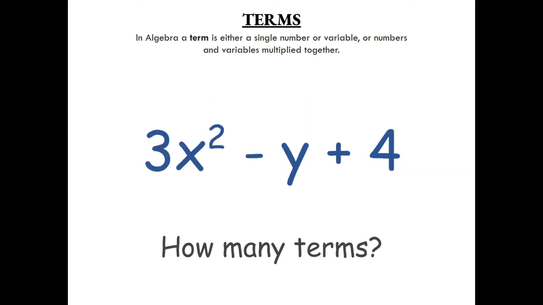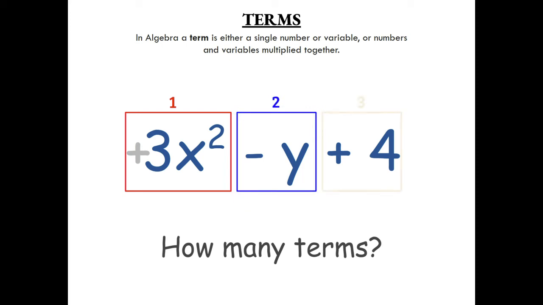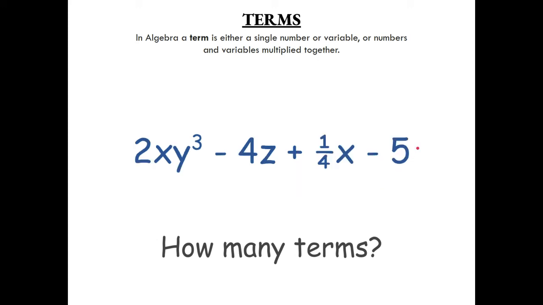Over here, we have three terms. We have 3x squared, which is number 1. The second term is negative 1y, and the third term is a positive 4. This is a negative 1y. The coefficient here is 3, the coefficient here is negative 1, and this is called a constant. It's considered a term, but it's called a constant.